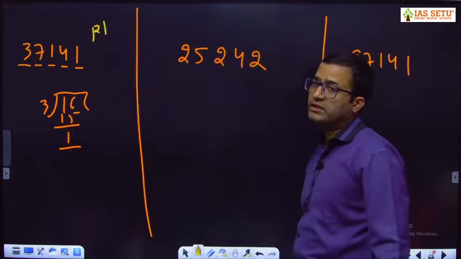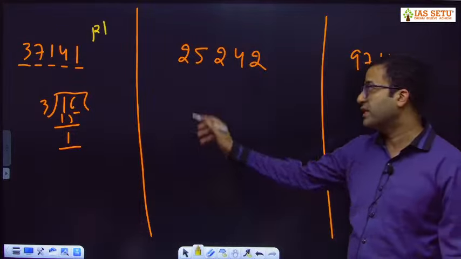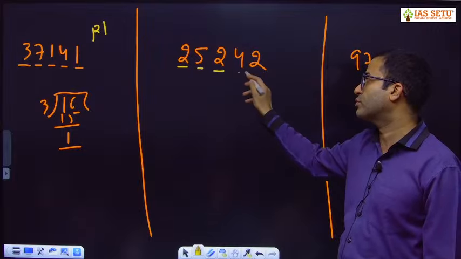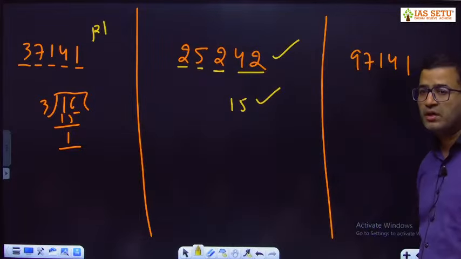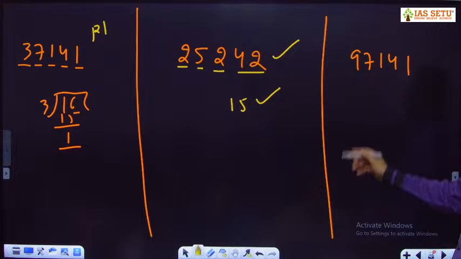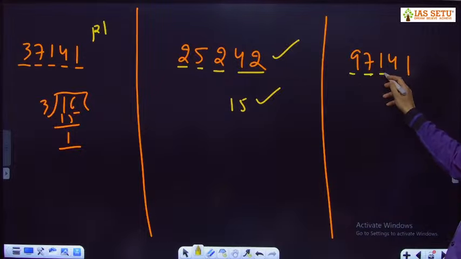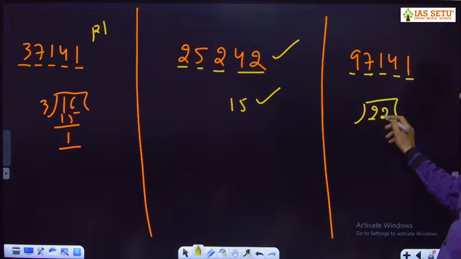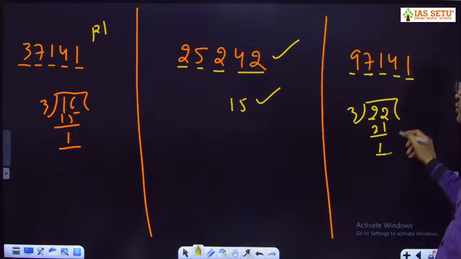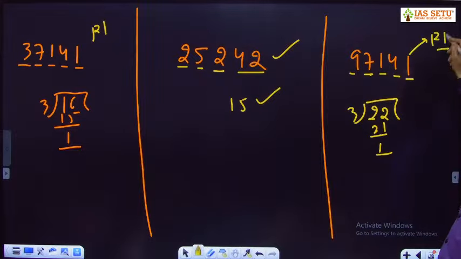Now this second number, divisible by 3, yes or no? Yes. 2 plus 5, 7, plus 2, 9, plus 6, 15. Yes, this number is divisible by 3. What about the third number? 9 plus 7, 16, 17, 21, 22. 22 is not divisible by 3, your remainder is 1. So this entire number gives you remainder 1.